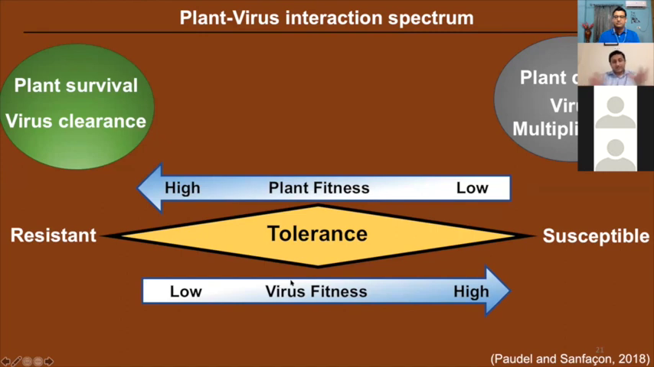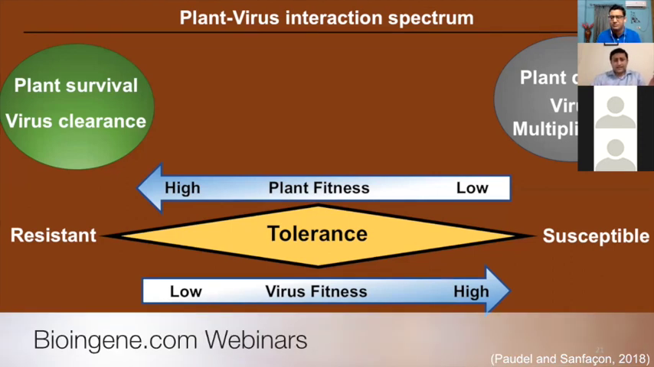In tolerance, what is interesting is that the viruses cause less damage to the plants. And in the same way, the plants are allowing the virus to remain in their cells. And one thing to be noted is that they are providing advantage to each other. Let me give you an example.